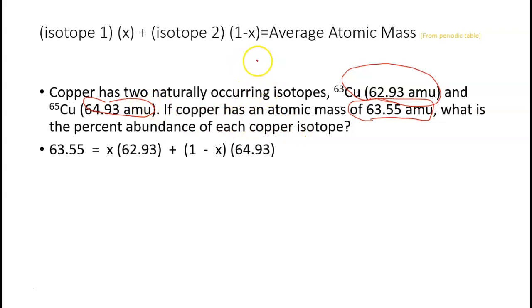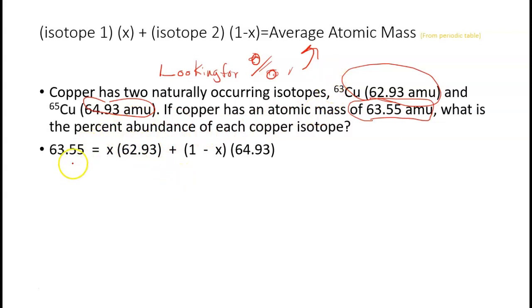You notice we don't have any percentages at all. So when we're looking for percentages, then you use this formula. Otherwise, if you have any percentages, use the other isotope formula.